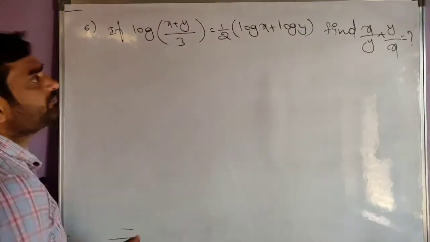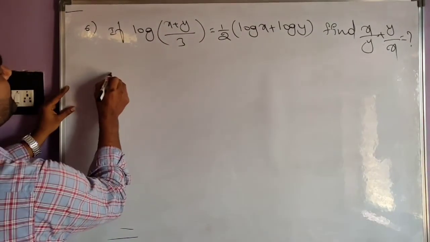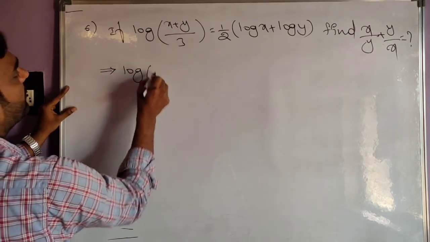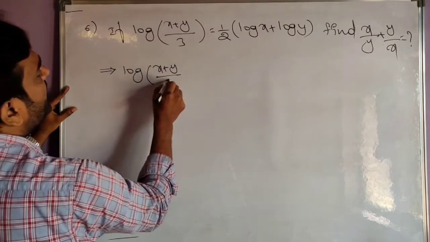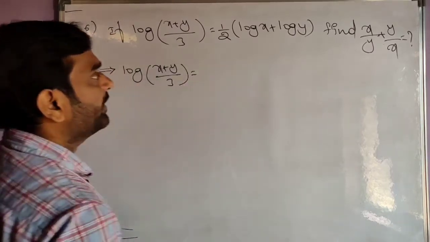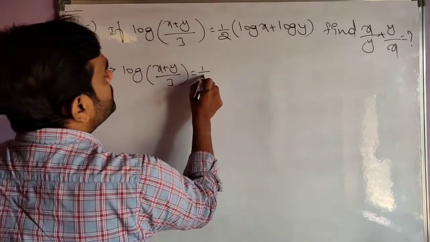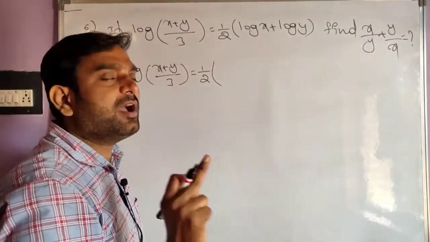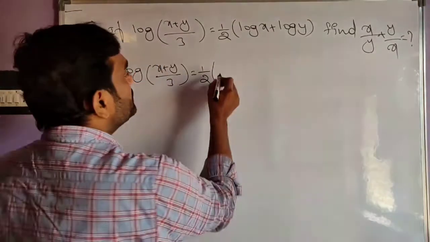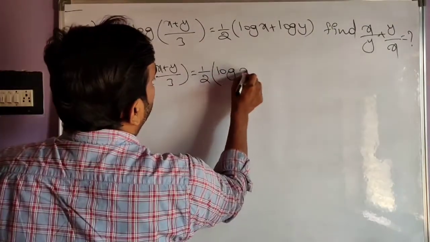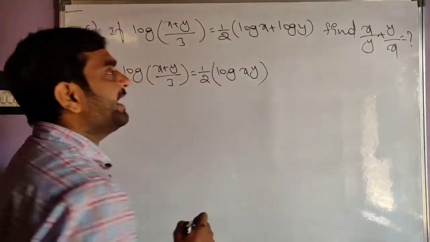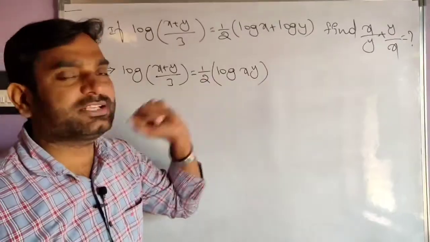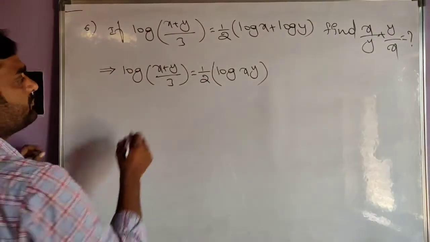Listen, here we can do like this. Log of (x plus y) by 3 is equal to 1 by 2 of (log a plus log b). Log a plus log b is log of a into b. So log of a into b, that is xy. Log x plus log y is log xy.